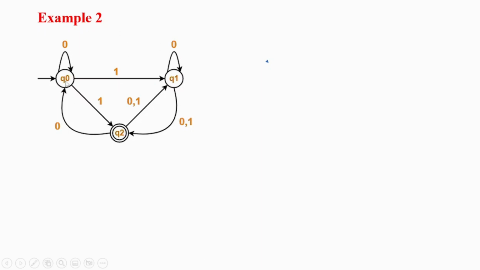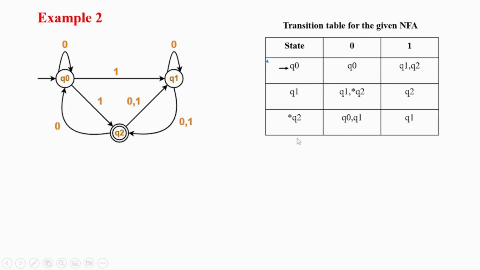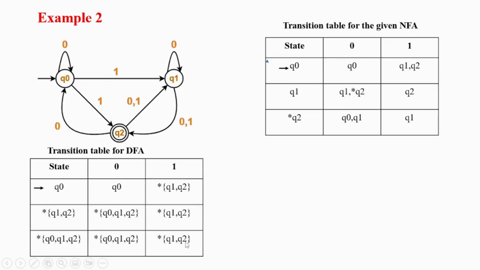It also has three states, Q0, Q1, Q2, in which Q0 is the initial state and Q2 is the final state. So draw the transition table. We have two alphabets here, 0 and 1. So 0, 1, initial state and final state. Complete the transition table for NFA, right? Then from that, draw the table for DFA.